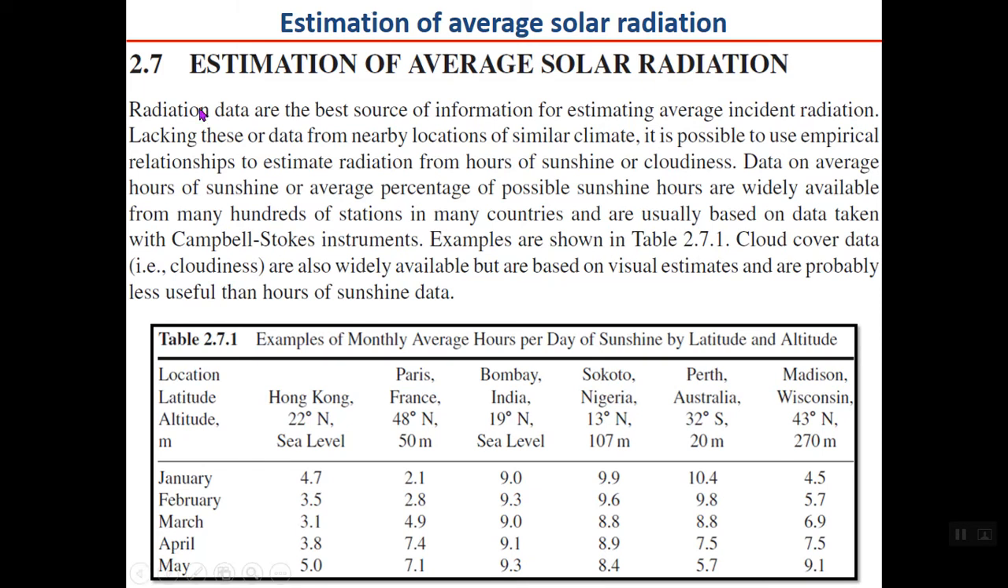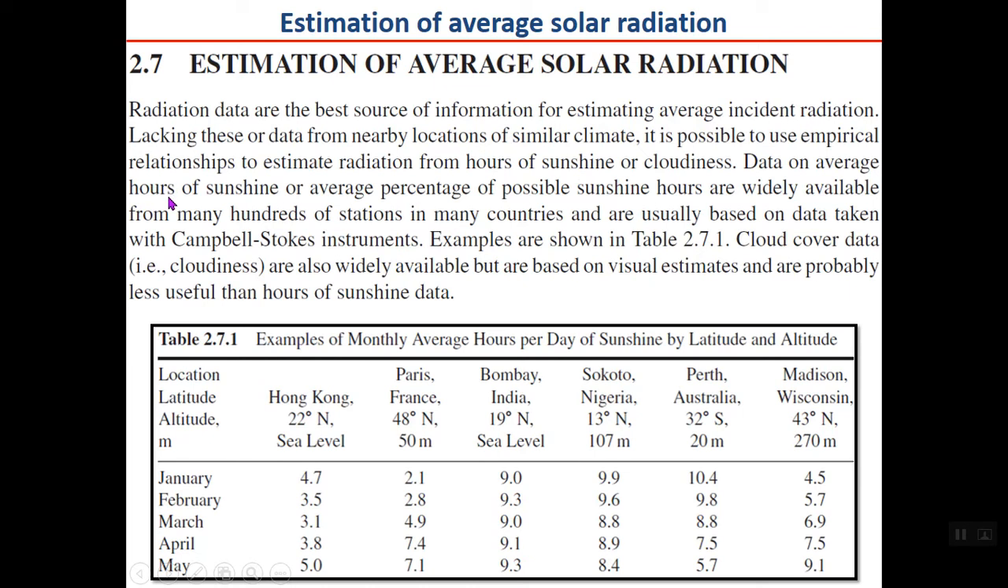As you can see here, radiation data are the best source of information for estimating average incident solar radiation. By radiation data, as I understand, it means the measured data. Actually, it may be better to say measured radiation data are the best source of information. But in the lack of these data from nearby locations of similar climate, it is possible to use empirical relationships to estimate radiation from hours of sunshine or cloudiness.